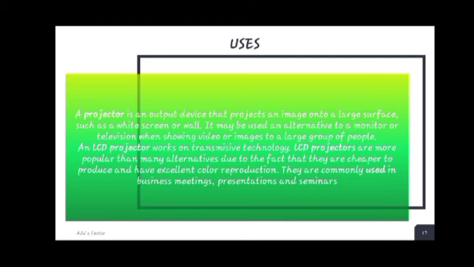Uses of LCD projector. As we discussed, a projector is an output device that projects an image onto a large surface such as a white screen or wall. It may be used as an alternative to a monitor or television when showing video or images to a large group of people. An LCD projector works on transmissive technology. LCD projectors are more popular than many alternatives because they are cheaper to produce and have excellent color reproduction. They are commonly used in business meetings, presentations and seminars.